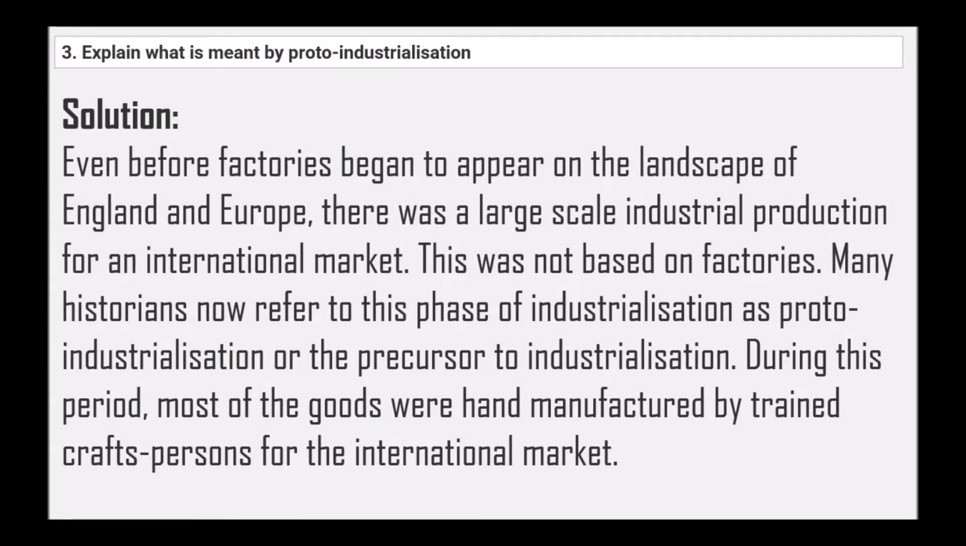Next, explain what is meant by proto-industrialization. Even before factories began to appear on the landscape of England and Europe, there was a large-scale industrial production for the international market. This was not based on factories. Many historians now refer to this phase of industrialization as proto-industrialization, or the precursor to industrialization. During this period, most of the goods were hand manufactured by trained craftspersons for the international market.